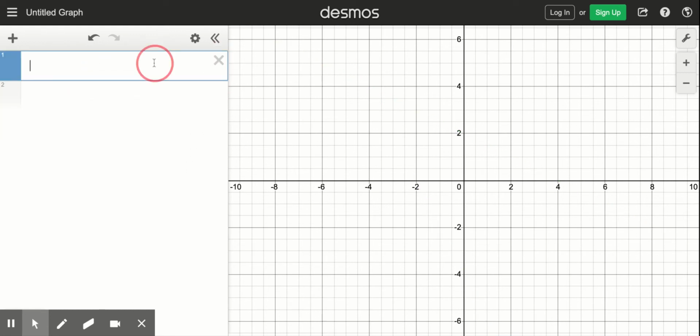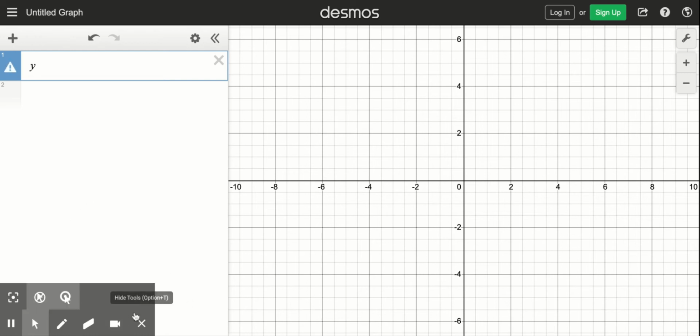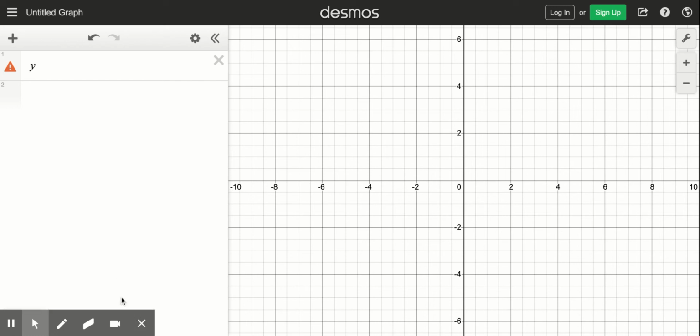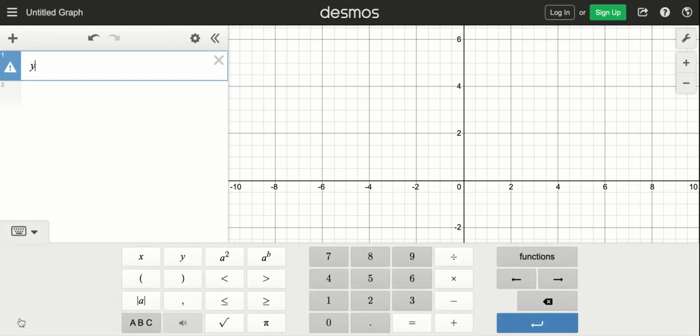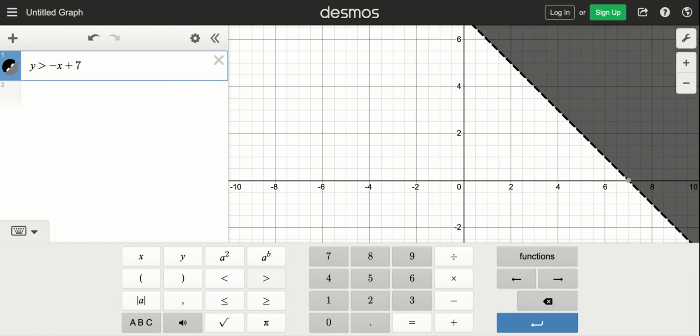Okay, now for inequalities. To get less than or greater than, you click on the little keyboard and it pops up. So I'm going to say y is greater than -x plus 7.